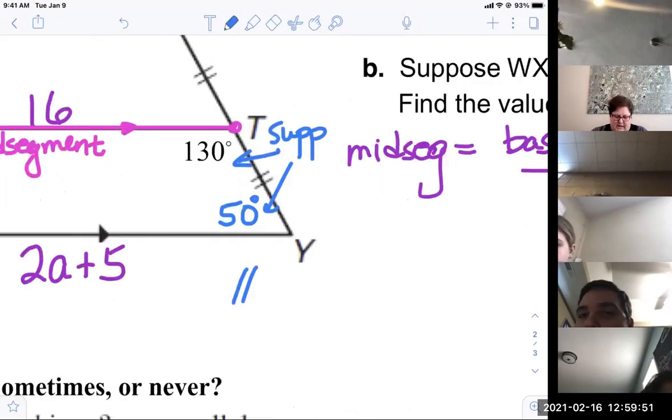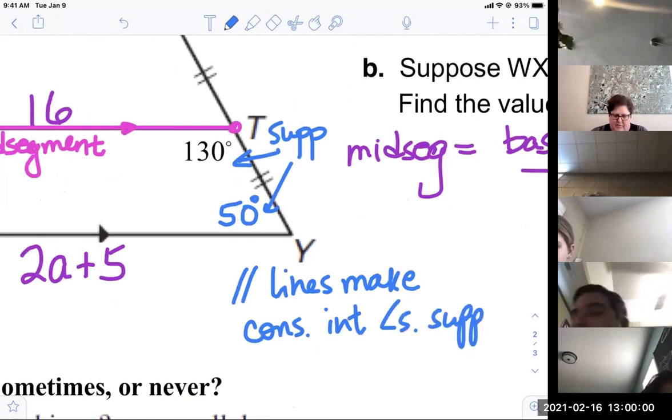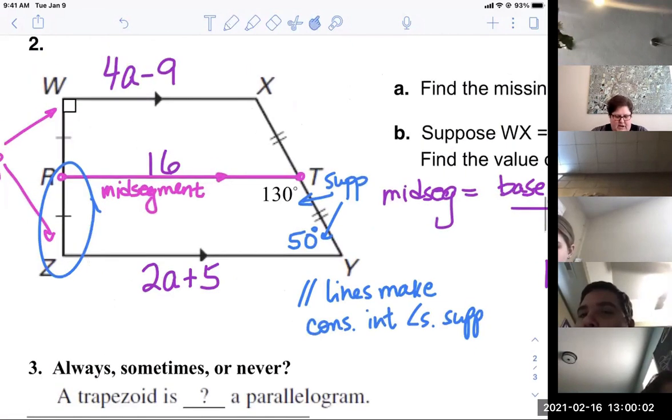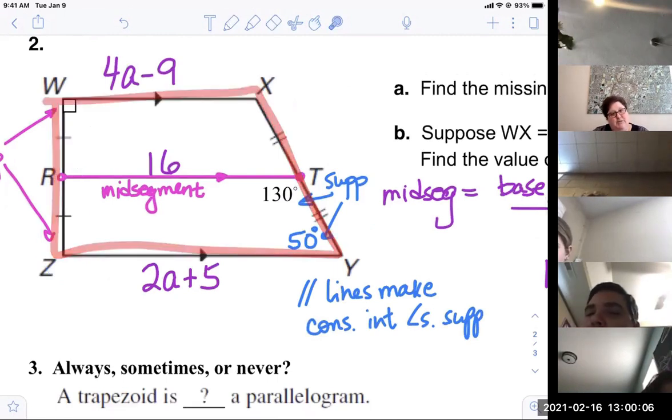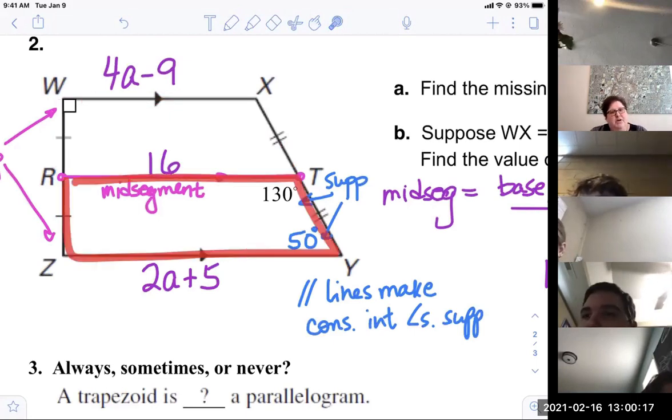Okay, so parallel lines make consecutive interior angles supplementary. So remember that when you draw in the mid-segment, you're actually creating, in the big trapezoid, which you know is a trapezoid because it has two parallel sides and two non-parallel sides, a small trapezoid here because the mid-segment's parallel to this base. And you also have a little trapezoid here. So when you draw in a mid-segment in a trapezoid, you actually have 3 trapezoids there.